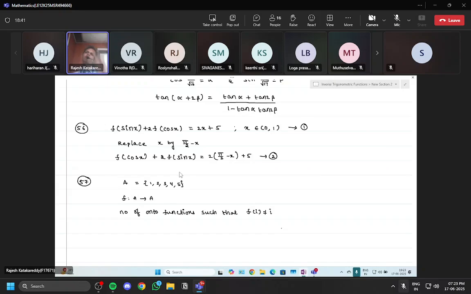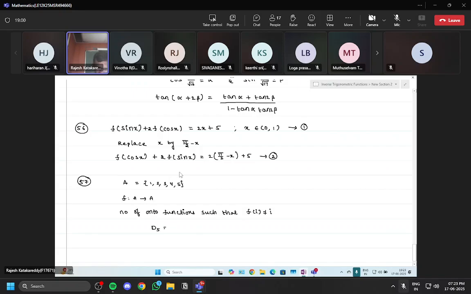1 we should not map to 1. 2 we should not map to 2. 3 we should not map to 3. 4 should not map to 4. 5 should not map to 5. So the derangement formula: we have 5 elements. We need to derange 5. The number of onto functions is the derangements of 5 elements.